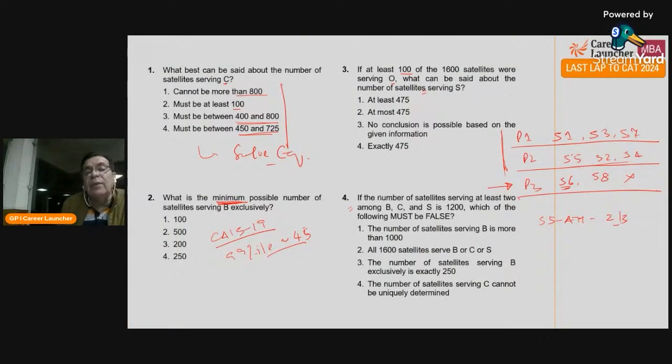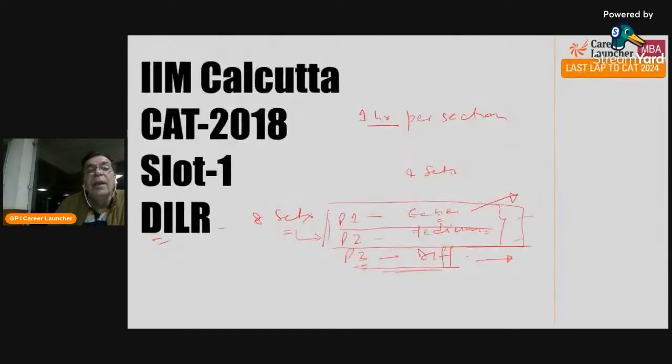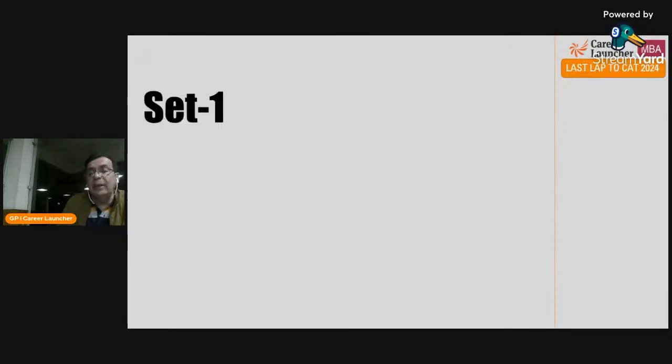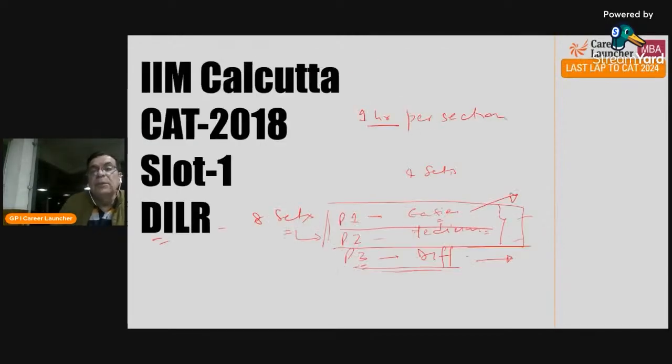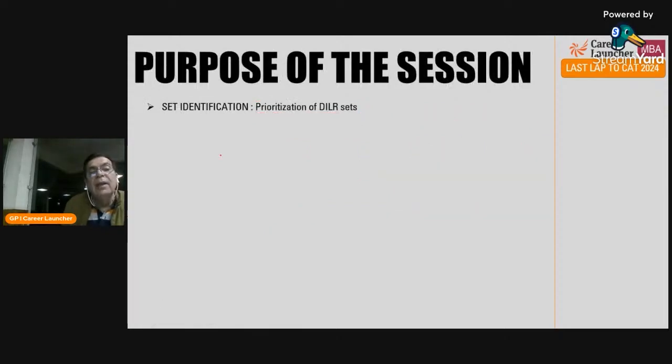Spend about 2 minutes. So what is it that you need to do? Let me just erase this. What do you need to do for set identification? Spend about 2 minutes per set, by and large, on an average. What do you do in these 2 minutes?